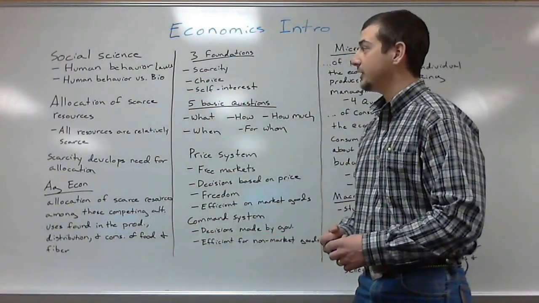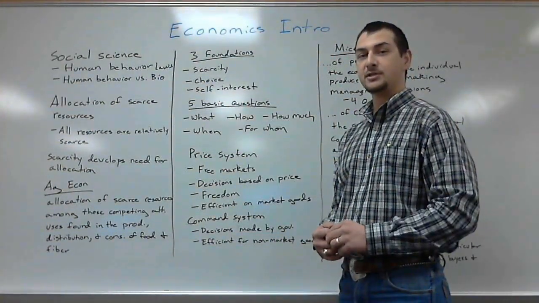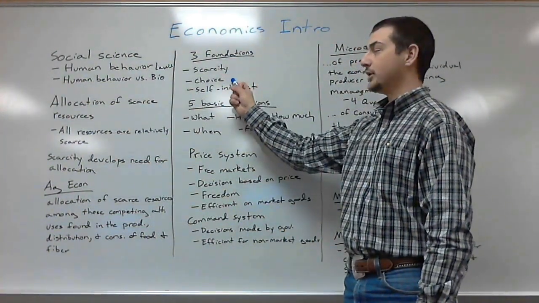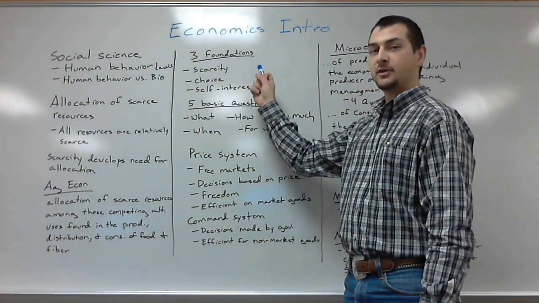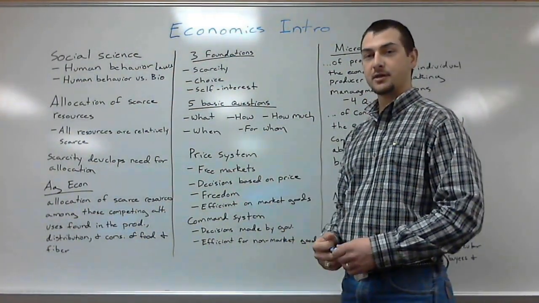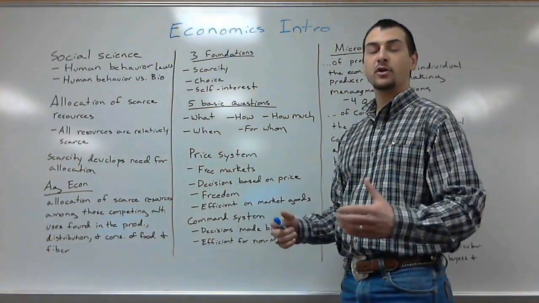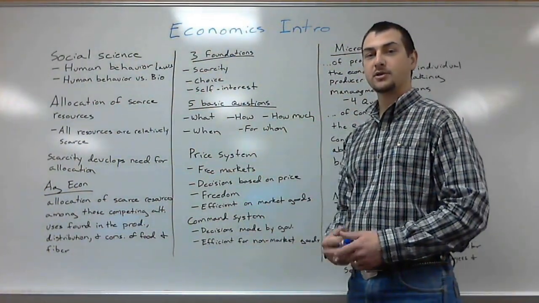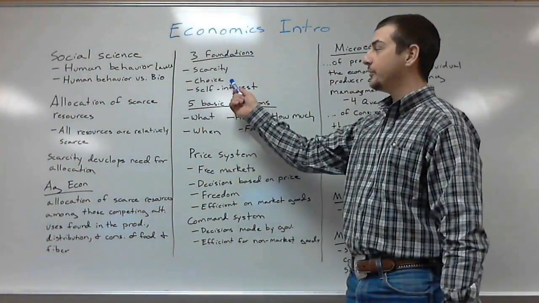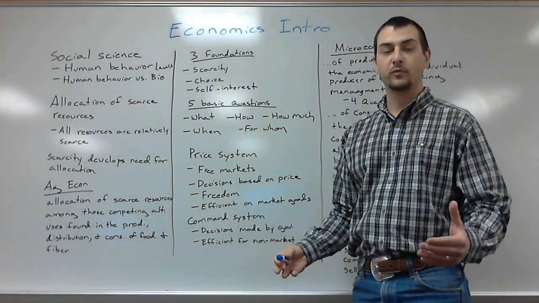Now, one other thing that we need to talk about is that economics rests on three main foundations. Those three foundations are scarcity, choice, and self-interest. We just got done talking about how all resources are relatively scarce. Well, because there is a finite amount of resources on this earth and in this universe, for example, we must make choices on how we are going to allocate those resources. How are we going to use our resources?